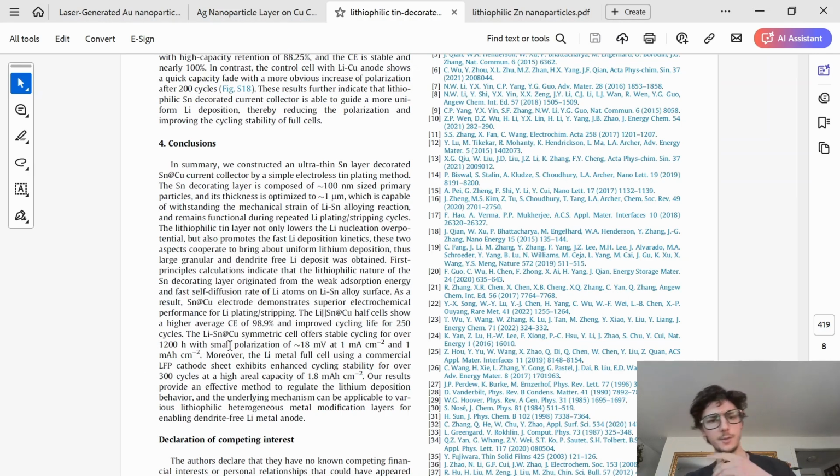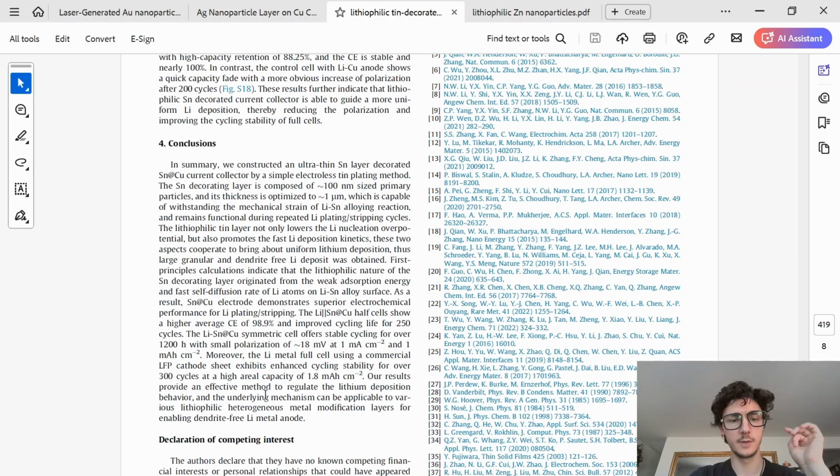The lithium tin copper symmetric cell offers stable cycling for over 1200 hours with small polarization of 18 millivolts at this current density and this specific capacity density. Moreover, lithium metal full cell using commercial LFP cathode sheet exhibits enhanced cycling stability for over 300 cycles at a high areal capacity of 1.8 milliamp hours per centimeter squared.